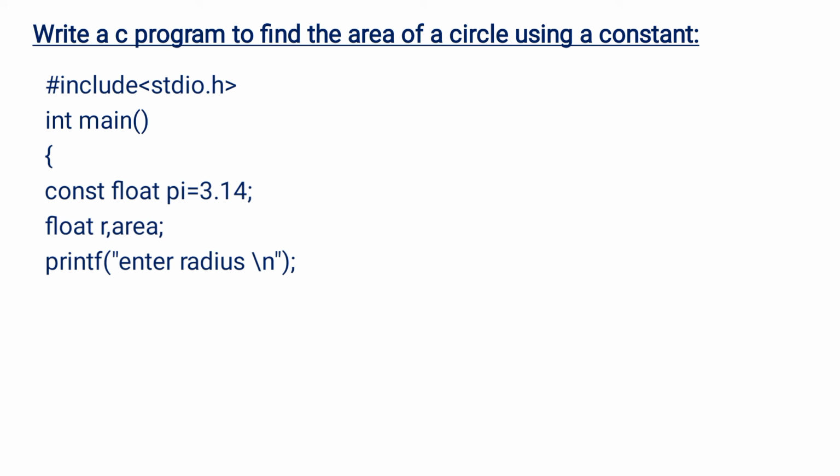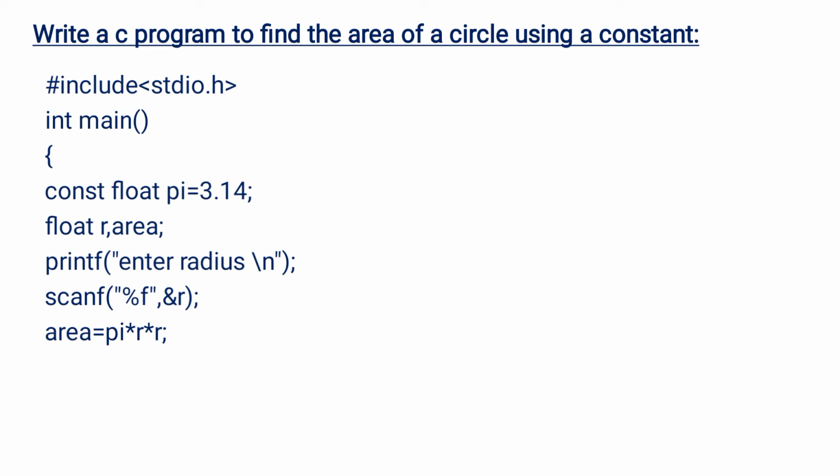Next we will see printf("Enter radius"). printf is the output function. It prints Enter radius on the screen. scanf("%f", &r): ampersand r, we can say it as address of r also. scanf is the function which is used to read the input from the keyboard.